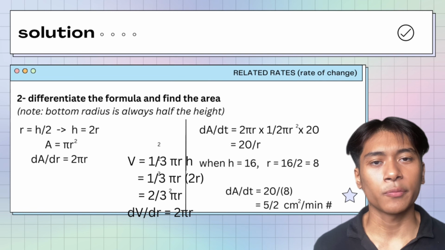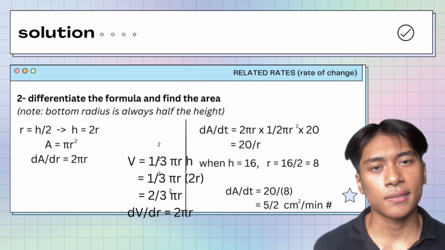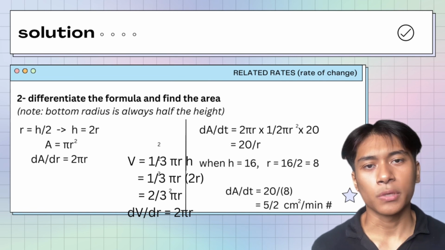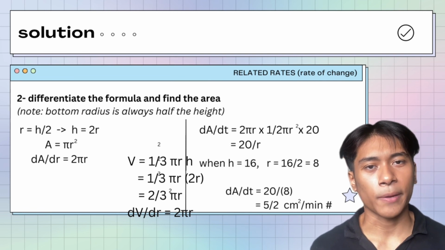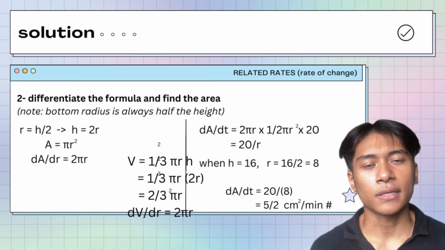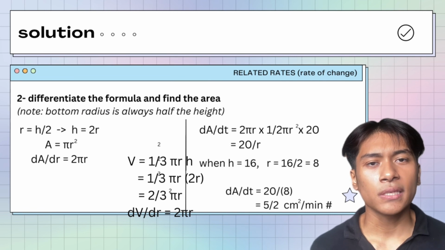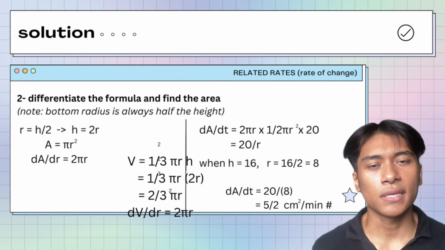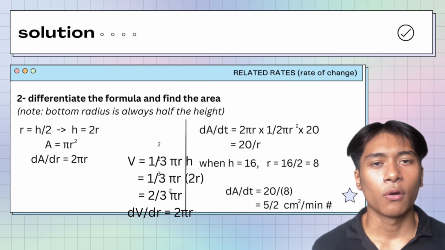Now, we need to differentiate the formula. The area of a circle is pi r squared, so dA over dr is 2 pi r. Next, the volume of the cone is equal to 1 over 3 pi r squared h. We differentiate the volume of the cone and get dV over dr is 2 pi r squared. The dA over dt is 2 pi r times 1 over 2 pi r squared times 20, and we get 20 over r. When h is 16, r is 16 over 2, which equals 8. So dA over dt is 20 over 8, and the final answer is 5 over 2 cm squared per minute.